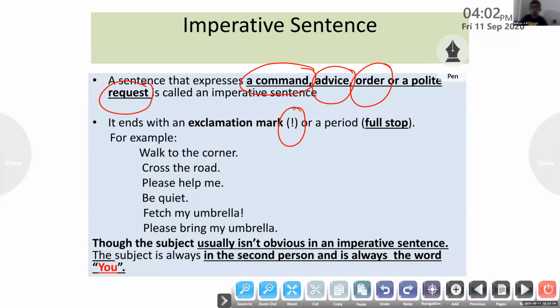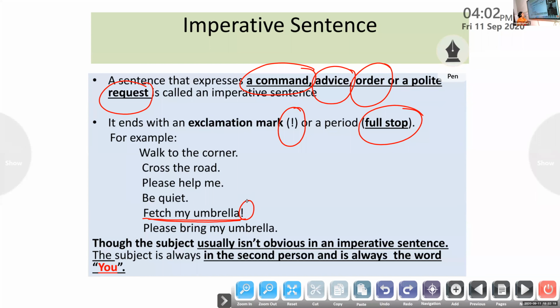We use an exclamation mark to express an imperative sentence. Sometimes we use a full stop. Ma'am, it is easy to identify. See, "Excuse me, fetch my umbrella." "Fetch my umbrella" is an example where we used an exclamation mark.